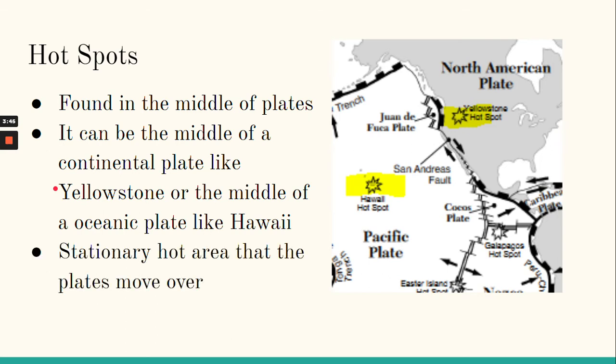So these are stationary hot areas that the plates move over. The hotspot is actually a single point in the mantle, and the plates, as we know, move. The plates move over that hot area, creating sometimes island chains.